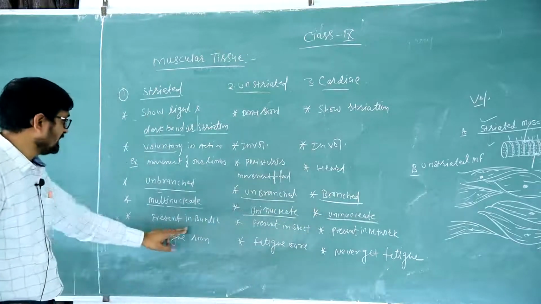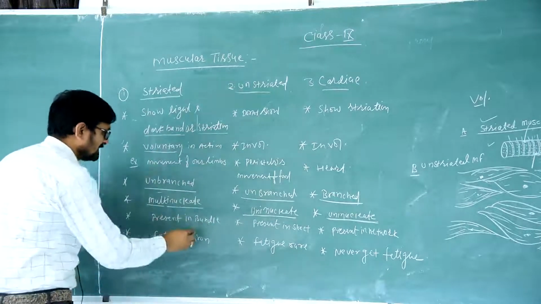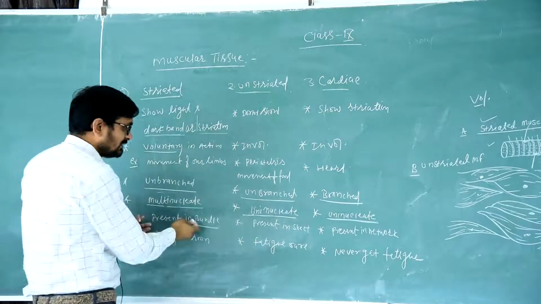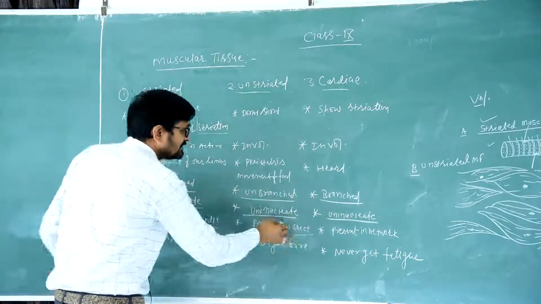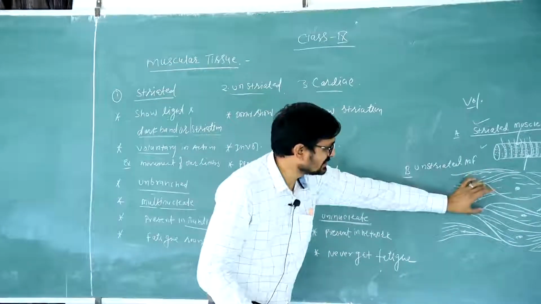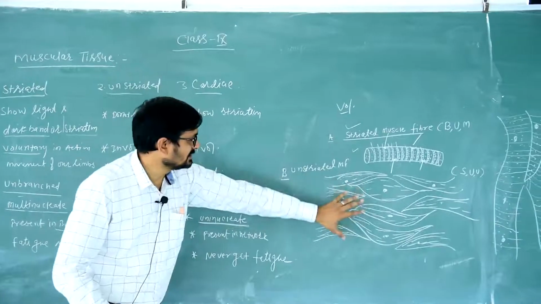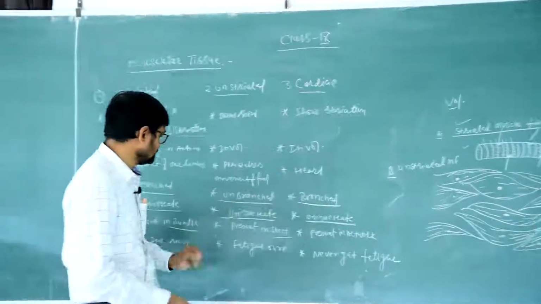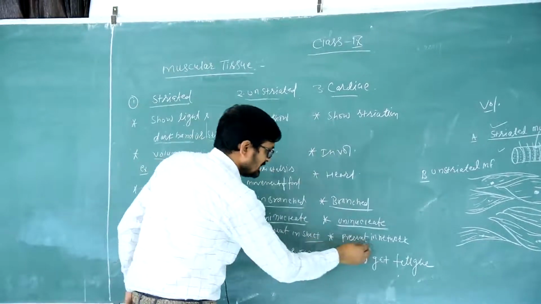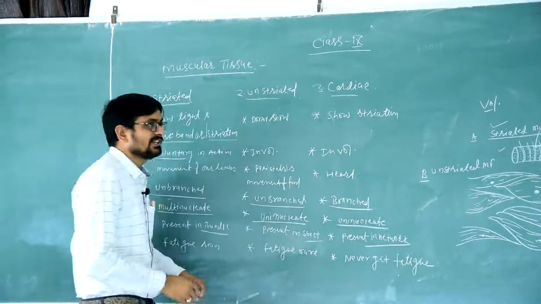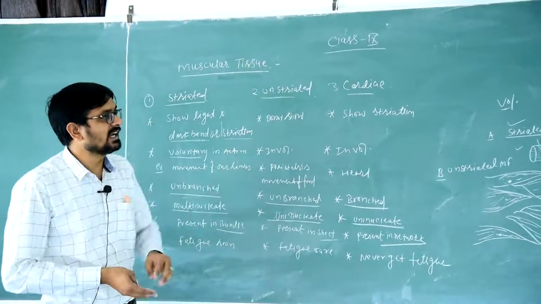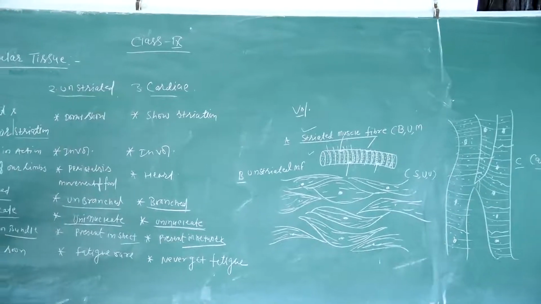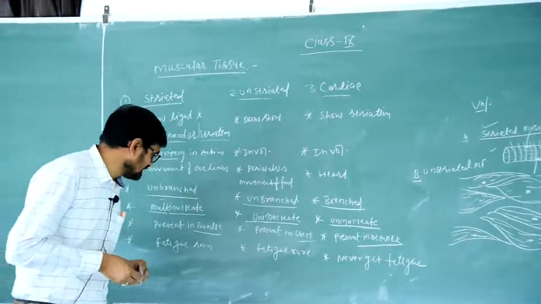Now, present in bundles. The striated muscles are present in bundles. That is a characteristic feature. Unstriated muscles are present in sheets. You can see the different sheets there, right? So this is present in sheets, this is present in bundles. Now, the cardiac muscle is present in a network. Already we have seen the diagram. Cardiac muscle is present in the form of a network of muscle cells.